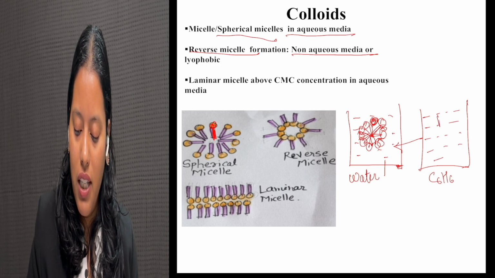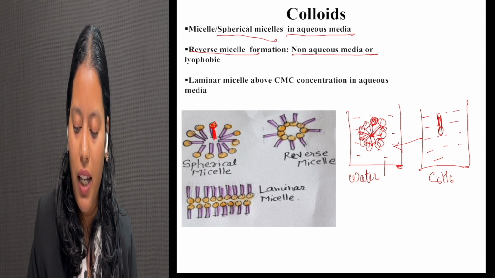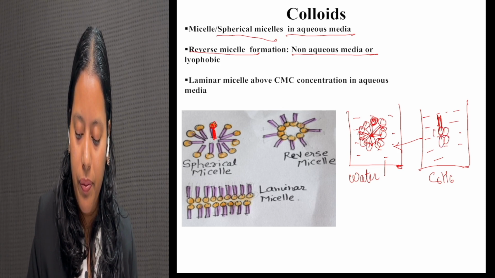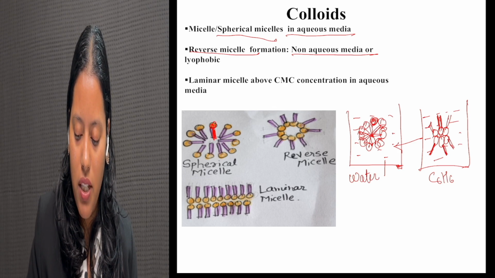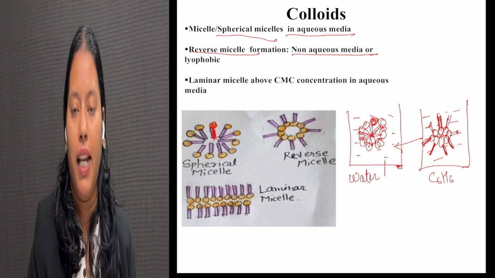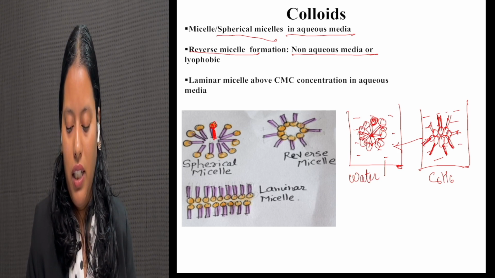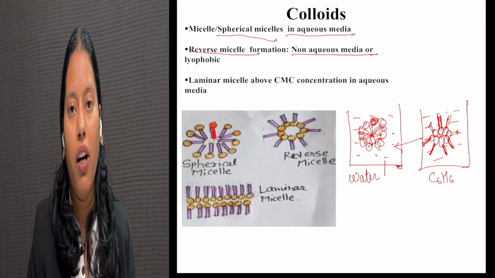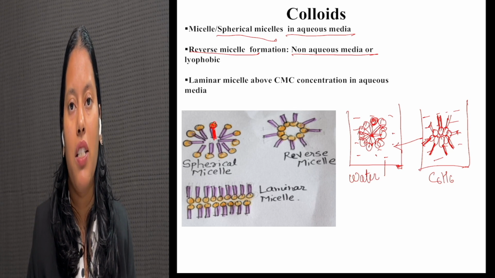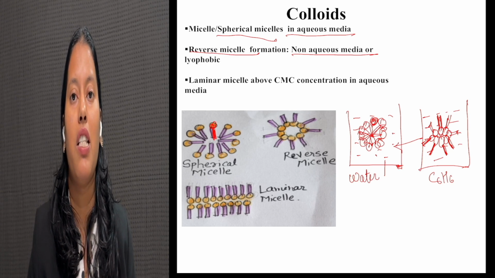So whatever polar head was outside becomes inside, and your non-polar tail is now facing outward. Okay, because you have the non-polar system or non-polar solution outside, this is called the reverse micelle, or this spherical micelle becomes inverted in the non-polar system and it becomes the reverse micelle.